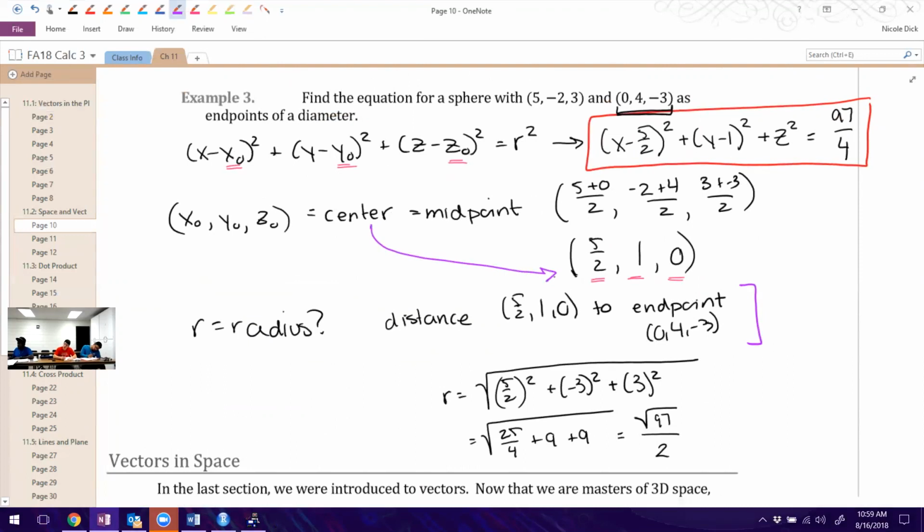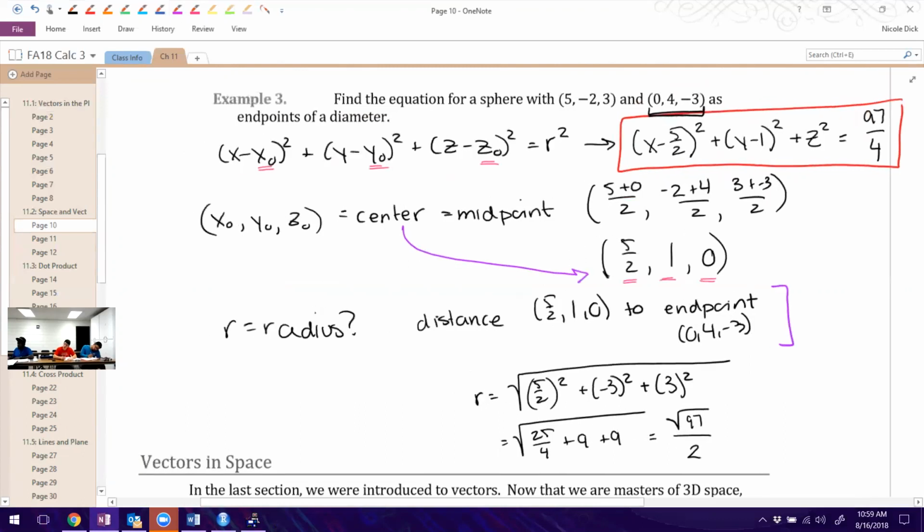The only reason I picked 0, 4, negative 3 is just because it has a 0 in it, so the algebra will be a little simpler. If you use the point 5, negative 2, 3, you should get the same exact value for it. It shouldn't change it at all. Okay, so either one of those endpoints would work. All right, thank you. No problem.